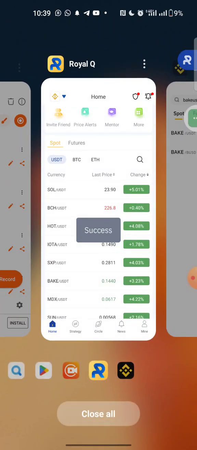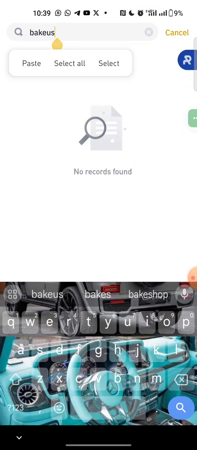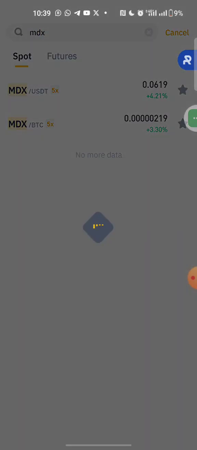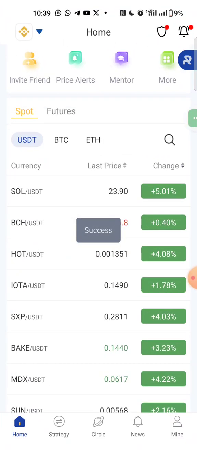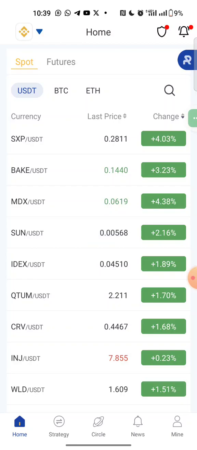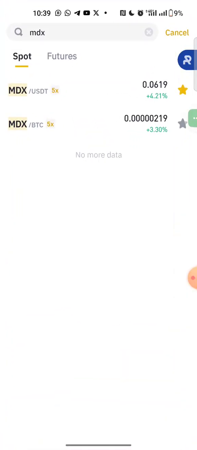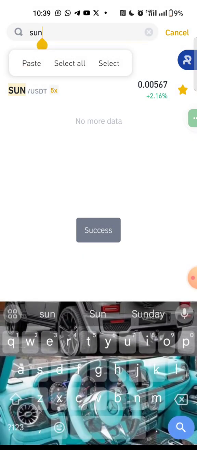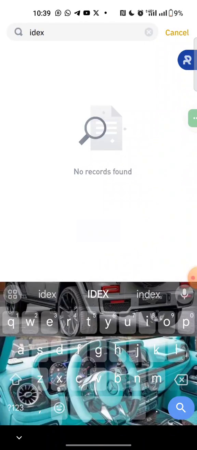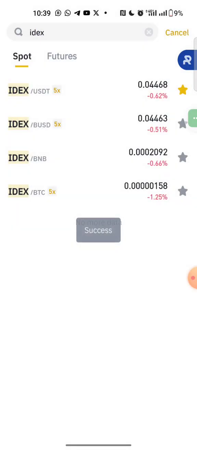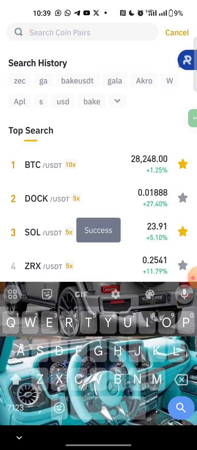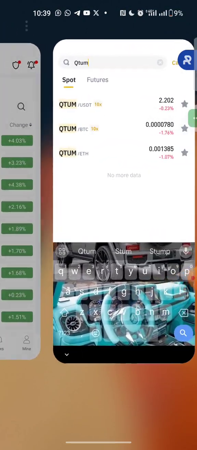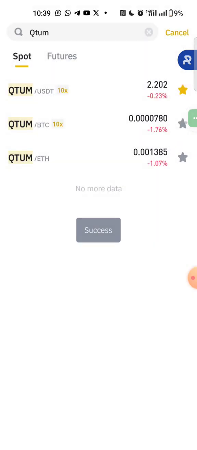Then we have MDX USDT. Then we tap on the star. Then we have SUN USDT and INDEX. Now I'm going to write in SUN USDT, it is there. Then the next one was INDEX USDT, it is there. Then the next one was Quantum, QTUM. I need to look at, is it the same? Yes, QTUM Quantum USDT. I tap on the star.